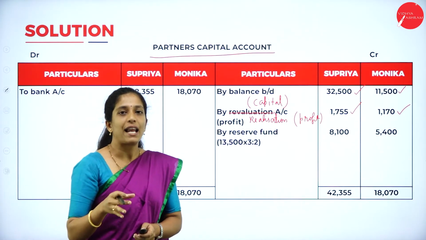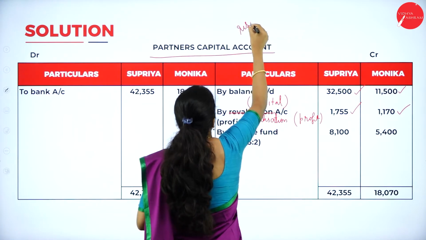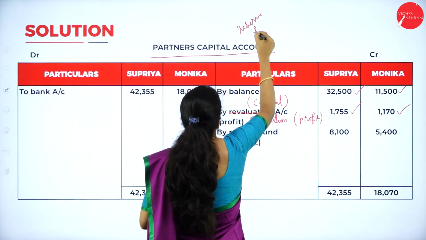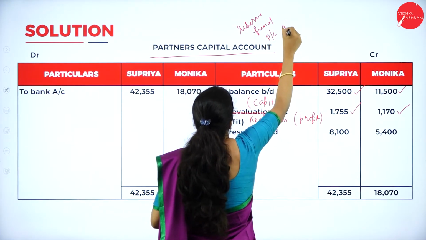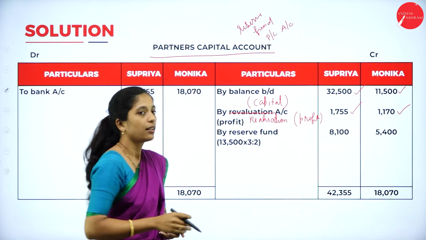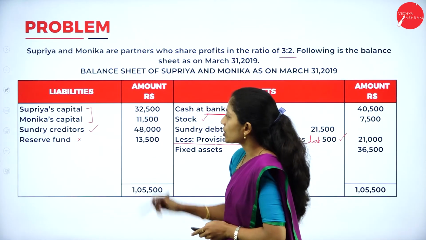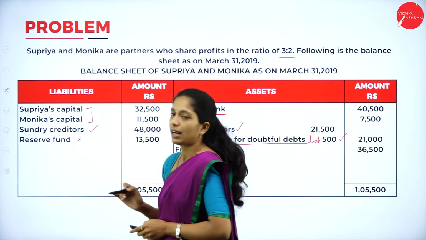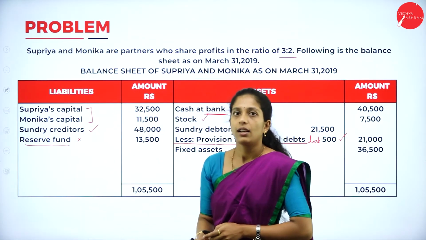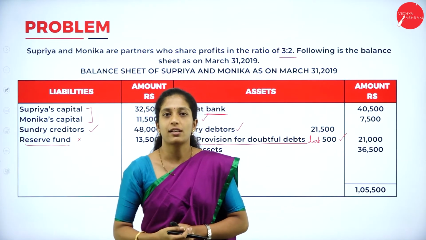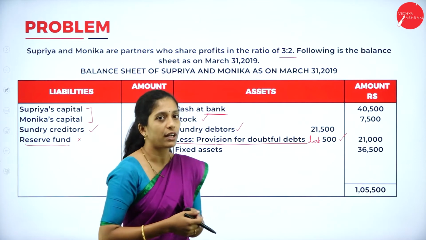Next, check your balance sheet whether there is any reserve or fund and profit and loss account in your balance sheet. Now go to your balance sheet. So check whether there is any reserve fund as well as profit and loss account. Here there is reserve fund and there is no other general reserve or any other reserves, and even there is no profit and loss account.